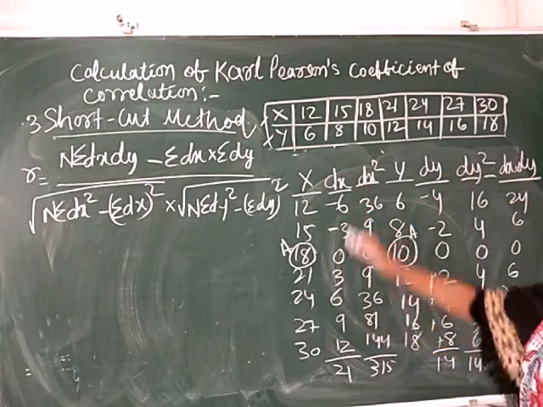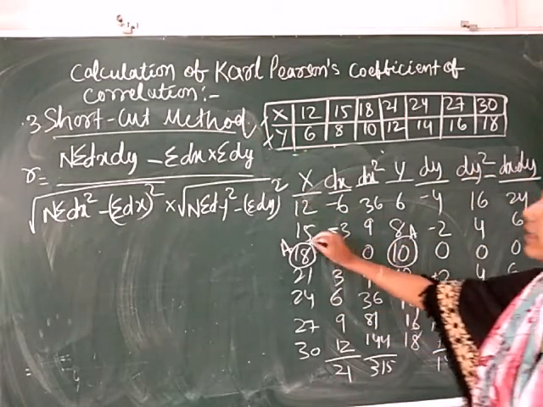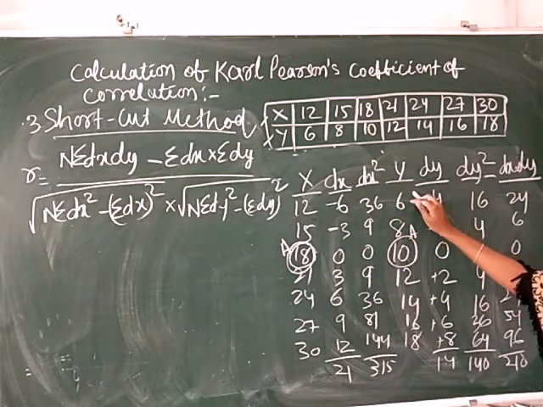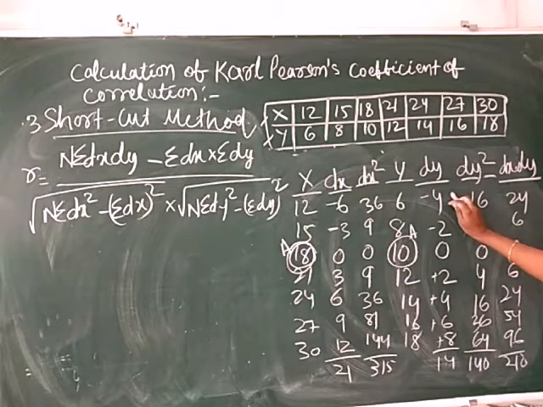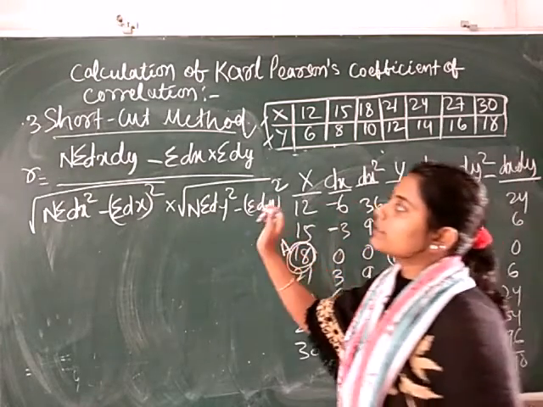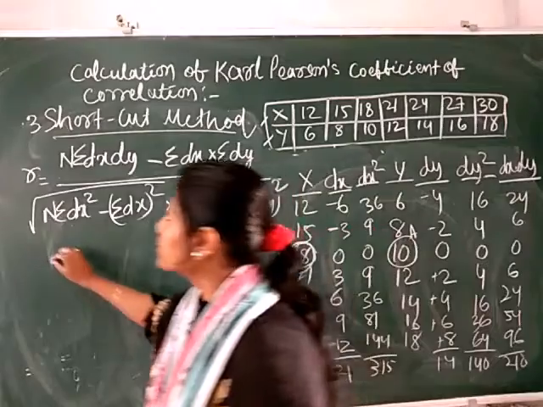First we write x, then we compute dx. Here the assumed mean is 18. Then we compute dx square. Then we write y. Then we compute dy. Then dy square and dx into dy. And this is the formula of the shortcut method. Now put the values in this formula.